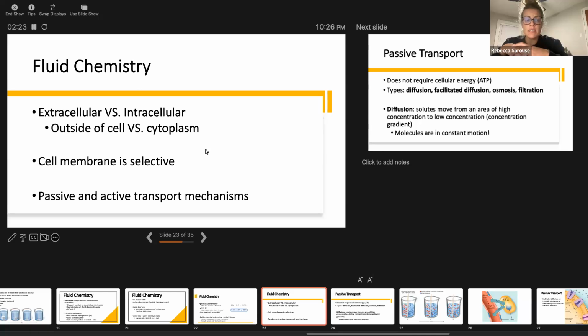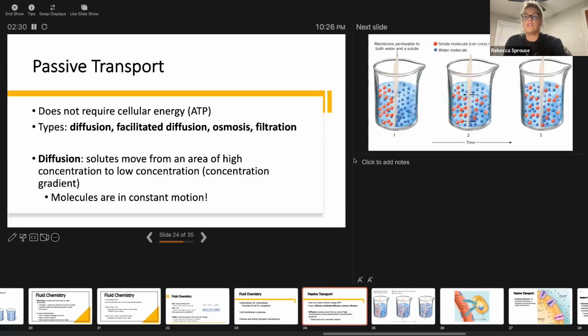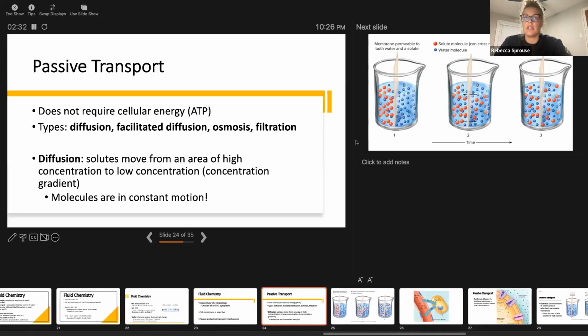So we need to talk about, or review rather, some passive and active transport mechanisms. So when we talk about passive transport, we are talking about things that don't use energy. So passive diffusion, facilitated diffusion, osmosis, filtration, those are all non-energy consuming types of transportation. The most common is going to be simple diffusion. So this is when solutes are moving from an area of high concentration to low concentration. And we call that the concentration gradient.